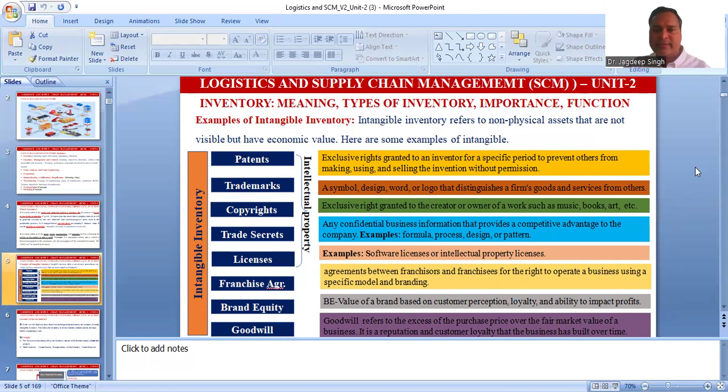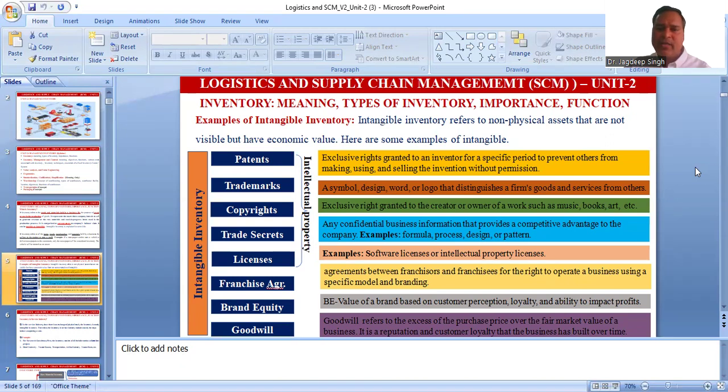Now licenses. Maybe example software licenses, right? Intellectual property licenses. So any licenses you can see. Franchise agreements between franchisors and franchisee for the right to operate a business using a specific model or branding, right? So maybe a specific model and branding both can be utilized under this franchise agreement.